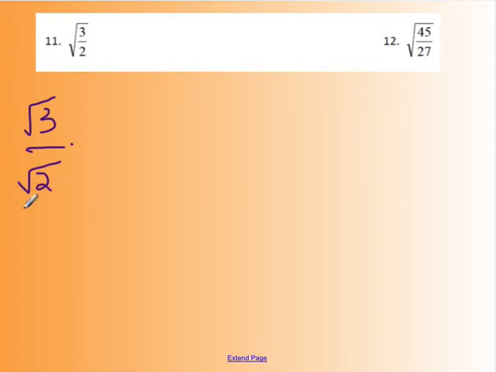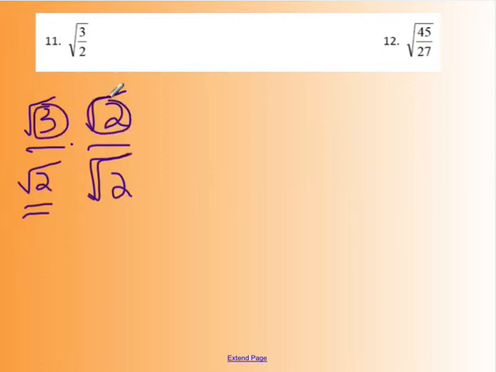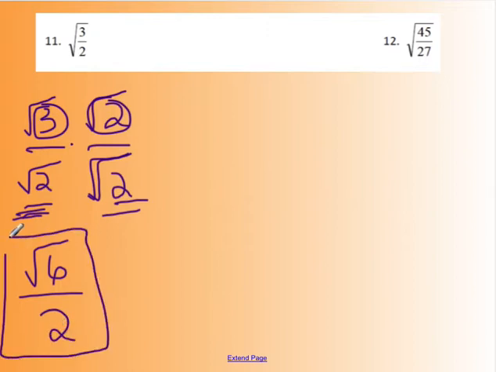So what I'm going to do is multiply. I have the square root of 2 here, so I'm going to multiply by the square root of 2 over the square root of 2. When I multiply by that, it's really the same as multiplying by 1. So then I'm going to multiply underneath the radical to underneath the radical. So 3 times 2 is going to give me 6. So here I have the square root of 6. And then on the bottom, the square root of 2 times the square root of 2. When you multiply the same radical times itself, you just end up getting 2. So I have the square root of 6 divided by 2 for my final answer for number 11.